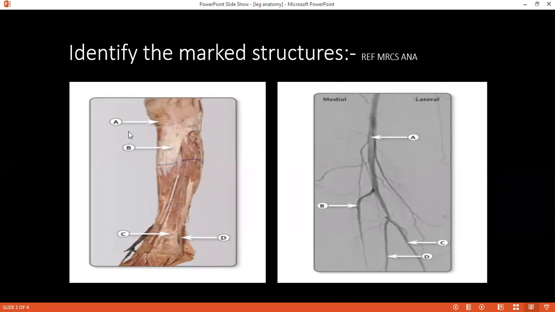If we are looking at this diagram on the left hand side, would you be able to identify structures A to D? Very difficult to identify. Is A the tendon or is it the patella? Okay, B. It's very difficult to see. B is a muscle. Okay, and then C? This is the lateral malleolus, ma'am.